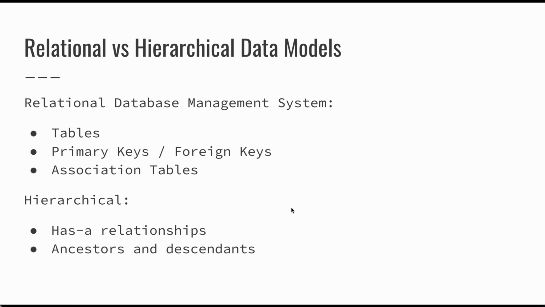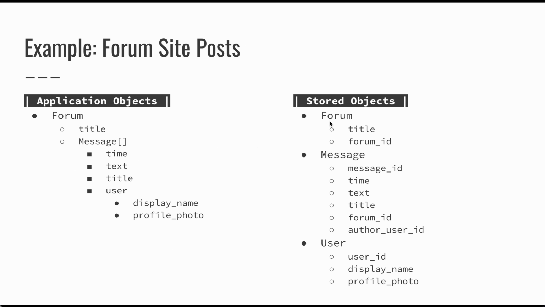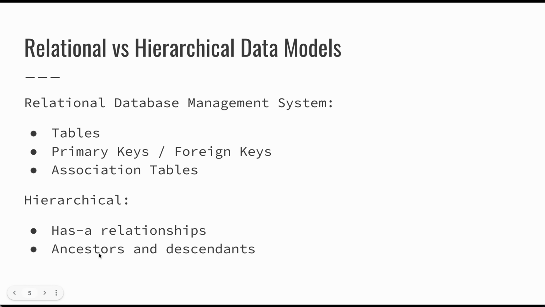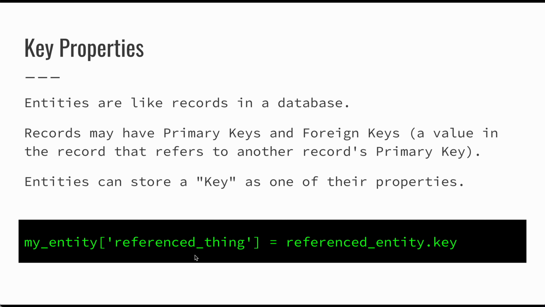So if we go back to the forum, you may have a forum as a parent entity, and then a message as a descendant entity. And then you wouldn't actually have to associate those directly. That would be automatic as part of the way you're storing data. So the forum would be your ancestor, and the messages in that forum would be descendants.